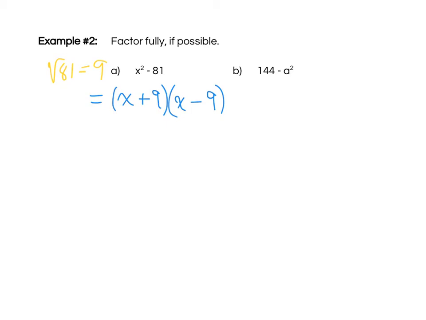If I wanted to, I could go ahead and FOIL this to make sure that I end up with what I started with, right? So x times x gives me x squared. x times negative 9 gives me negative 9x. x times positive 9 gives me positive 9x. So the negative 9x and the positive 9x will cancel each other out. And then positive 9 times negative 9 will give me negative 81. So by expanding, I've checked to see that my answer is correct and I can move on.